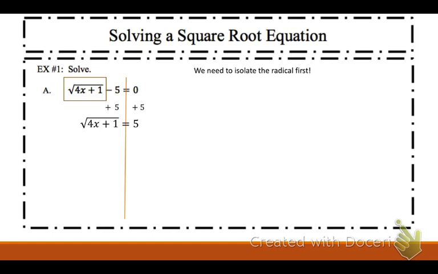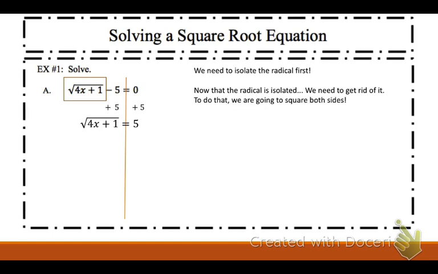Now that is isolated. In order to get rid of a square root, you have to square it. And whatever you do to one side of the equation, you have to do to the other side of the equation. So we're going to square both sides of this equation. The left side of the equation just becomes 4x plus 1. The right side of this equation, 5 squared is 25, so that just becomes 25.